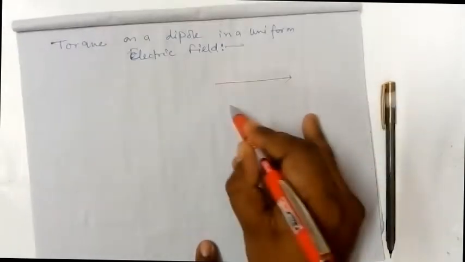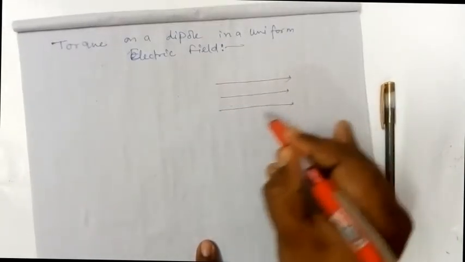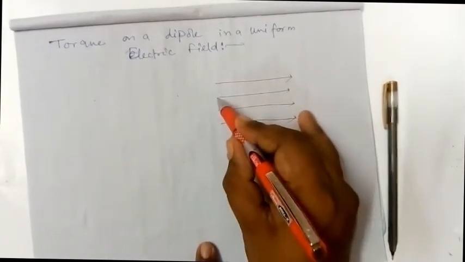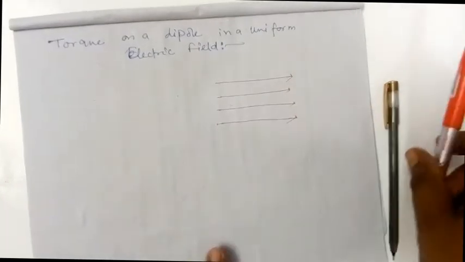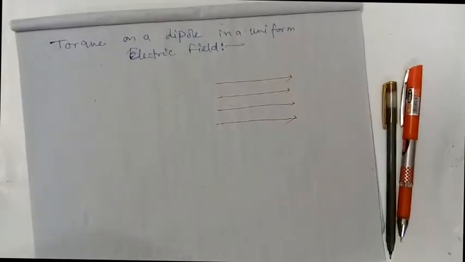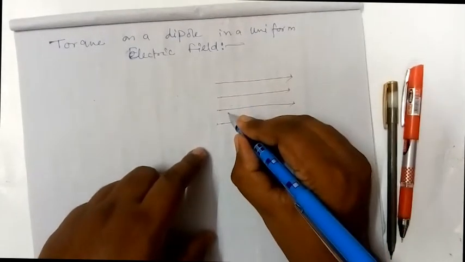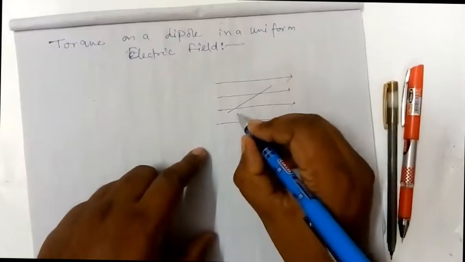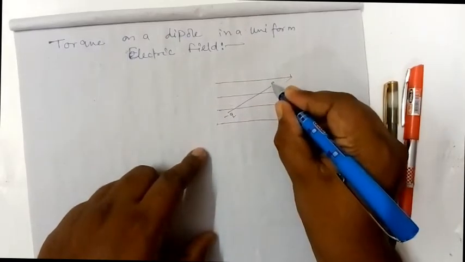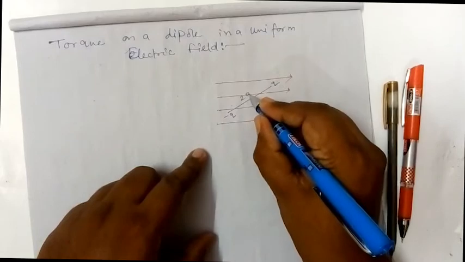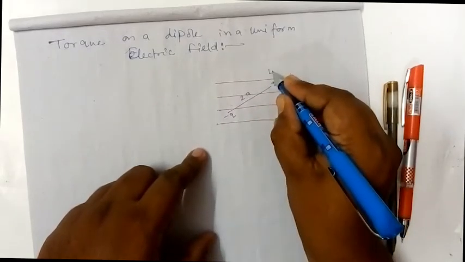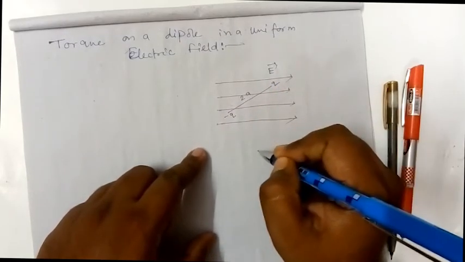Assume the electric field is acting in this direction, and that is uniform. As it is uniform, we can represent it by some equidistant parallel lines. Why we can represent it by parallel lines, we have to discuss in the next part, that is electric field lines and flux. Okay, so assume one dipole is kept here. It is minus q, it is plus q, the distance is 2a. The electric field acting here is E.